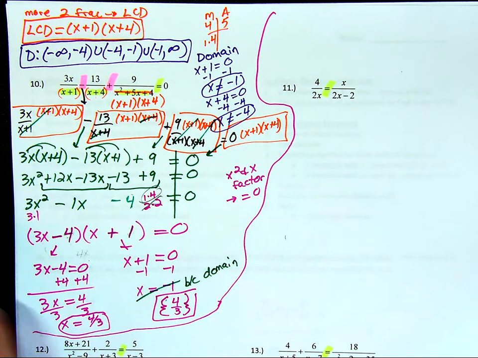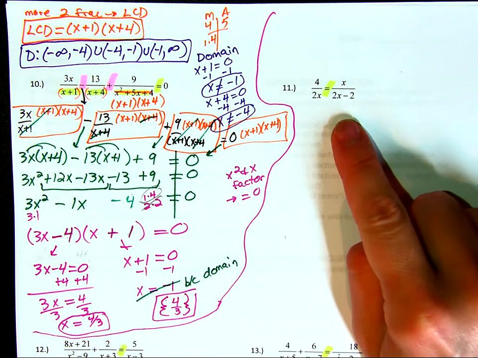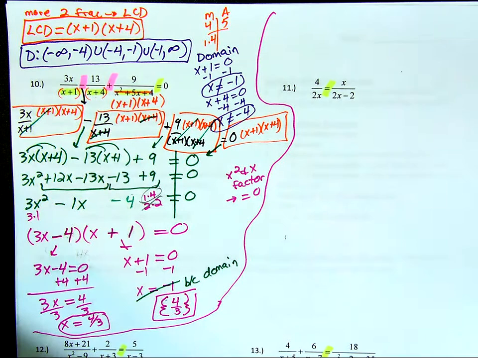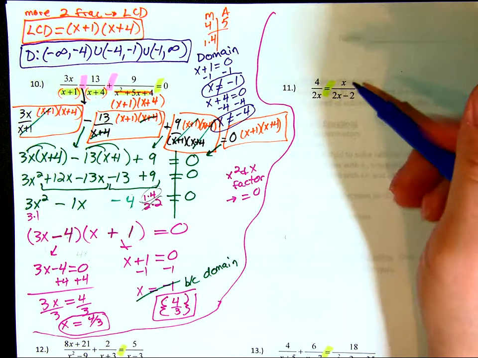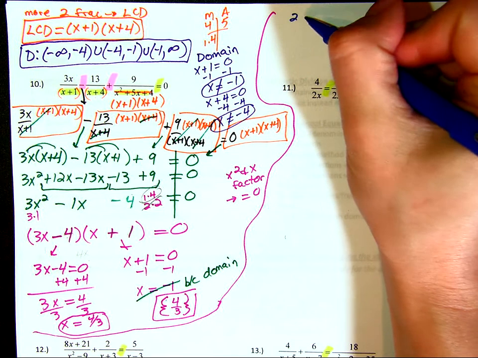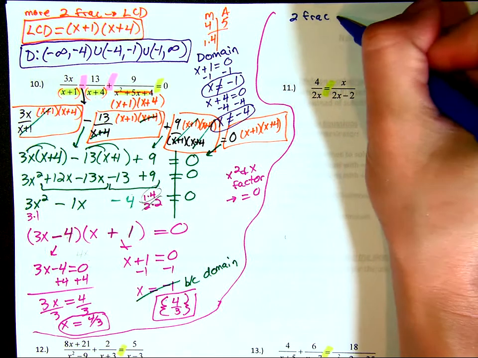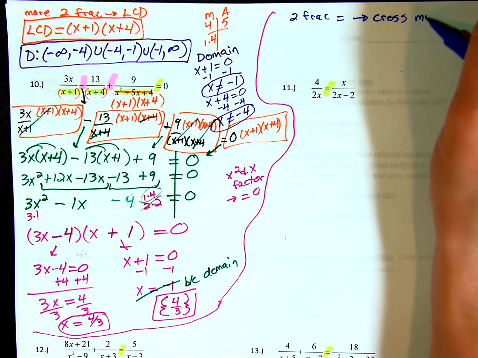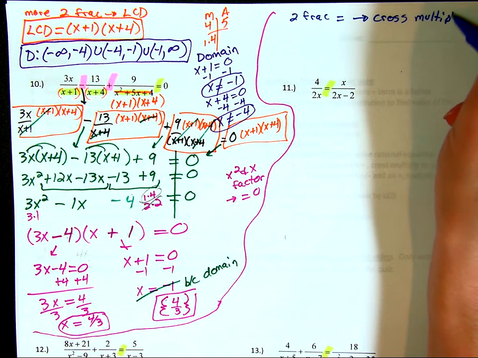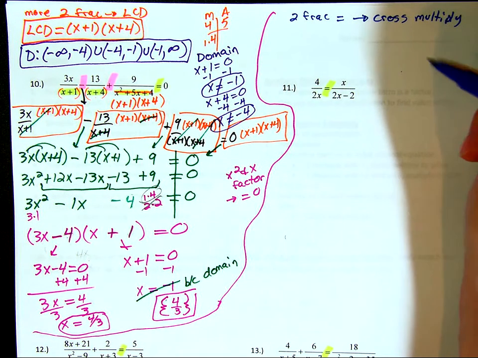Alright, next problem, number 11. Now this one is a little bit more easy because when we look at it, you should immediately notice that it is just 2 fractions, right? 2 fractions set equal. If it's 2 fractions equal, that means we can just cross multiply to solve, which means we don't have to worry about the LCD. However, you should always do the domain.